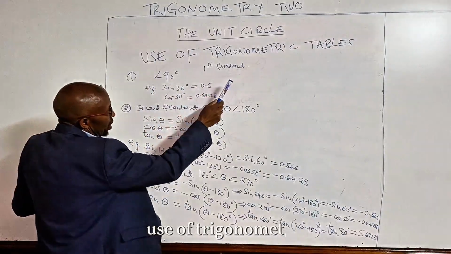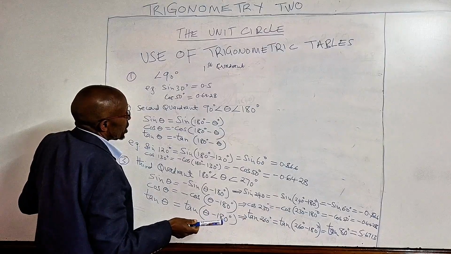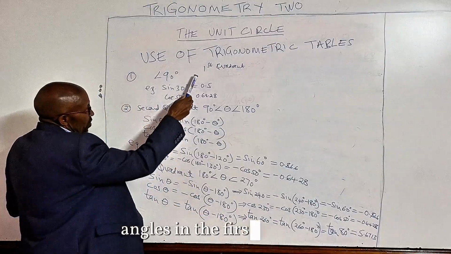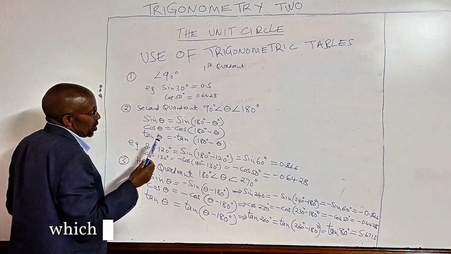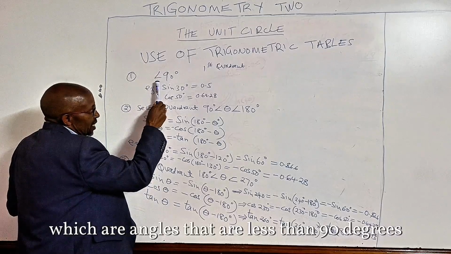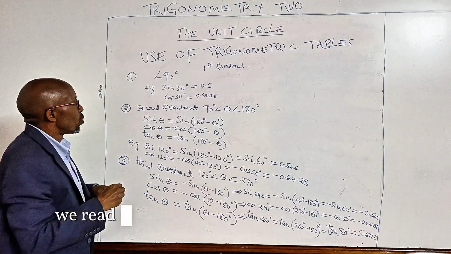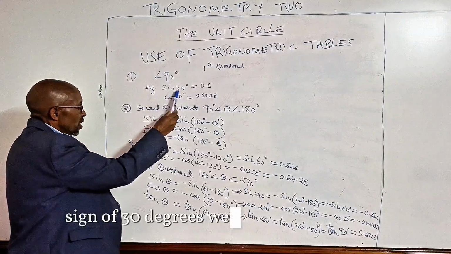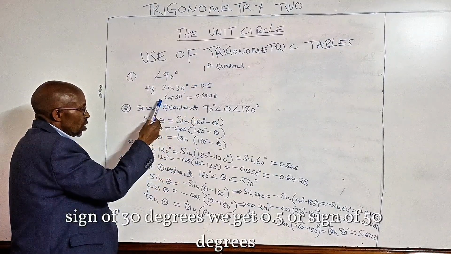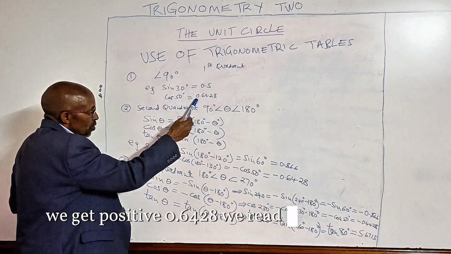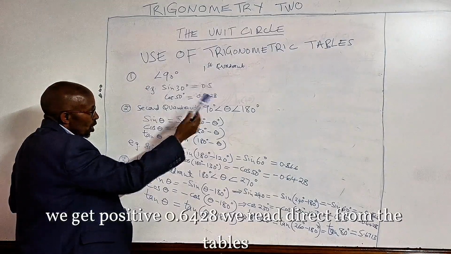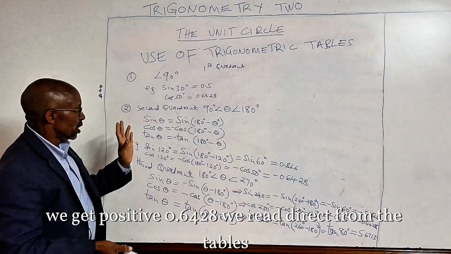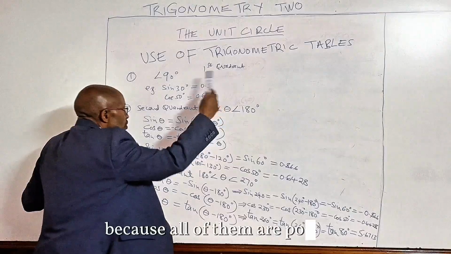Use of trigonometric tables. Angles in the first quadrant are angles that are less than 90 degrees. We read directly from the tables. Sine of 30 degrees, you get 0.5. Cosine of 50 degrees, you get positive 0.6428. We read directly from the tables because all of them are positive.